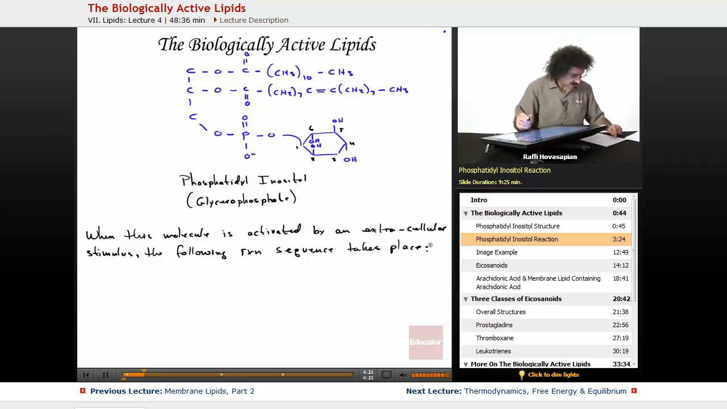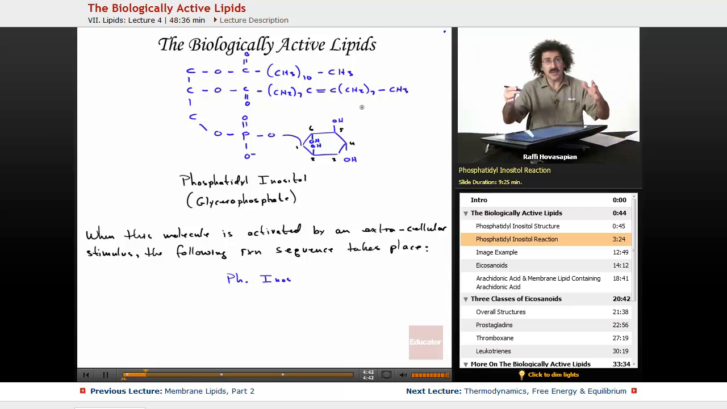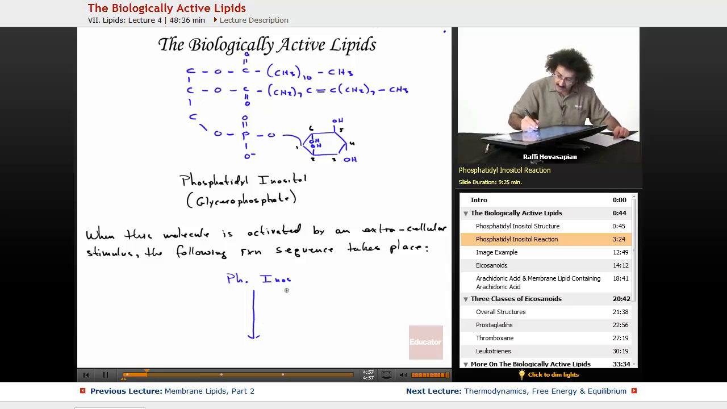Okay, let me go ahead. I wonder if I should start on this page or actually go to the next page. You know what? Let me just go ahead and start on this page. That's not a problem. So let me go back to blue. So I'm just going to write phosphatidyl inositol. Okay, so this is that. So this is in the membrane. This is a glycerophosphate. So this is one of the lipids that happens to be in the membrane. Now, I'll go ahead and draw a little arrow here like this.